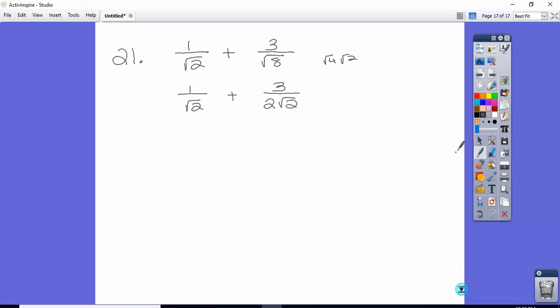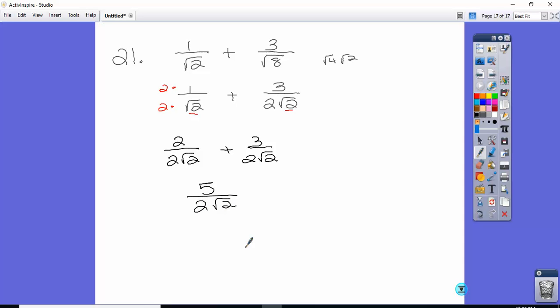Okay, I need a common denominator. So if I look, they both have the radical 2. What does the first one need? A 2. So I'm going to multiply by 2 on top and bottom. Remember, as long as you do the same thing on top and bottom, it's legal. So that gives me 2 over 2 radical 2 plus 3 over 2 radical 2. The denominators match, so we can add them together. So we get 5 over 2 radical 2.